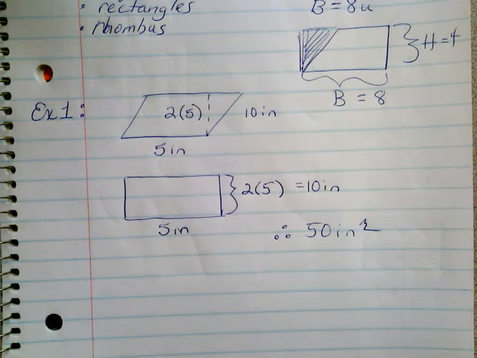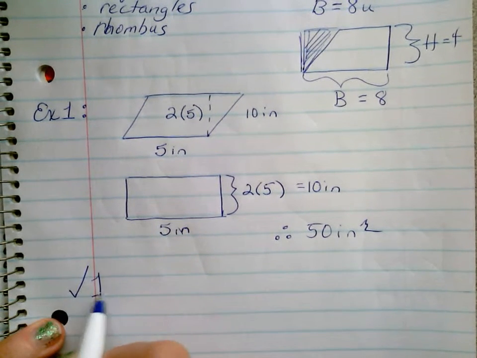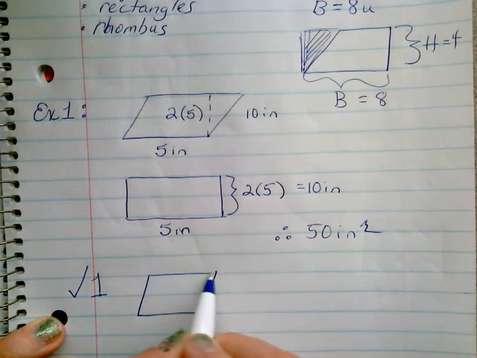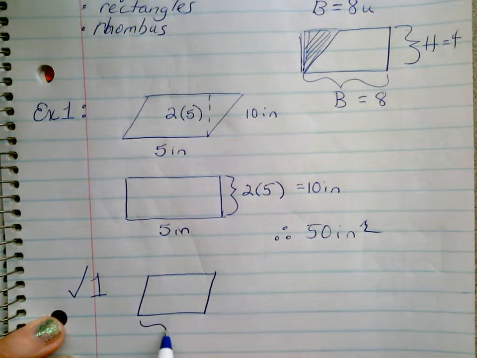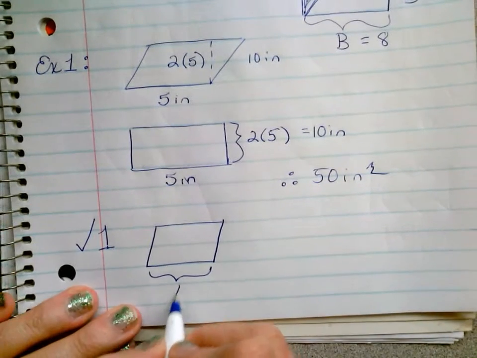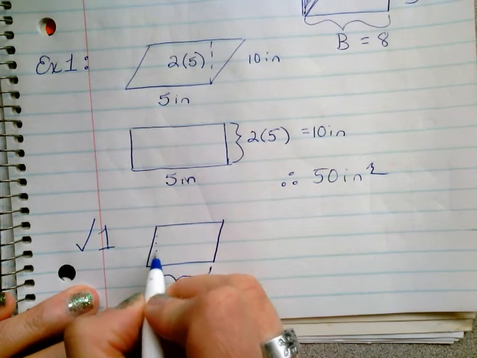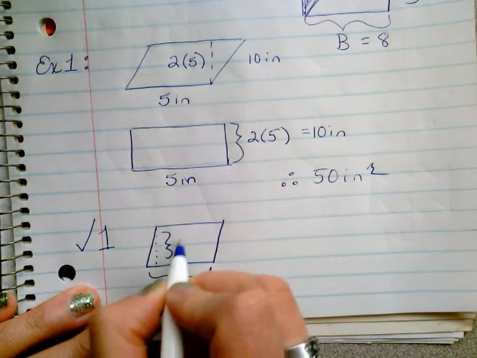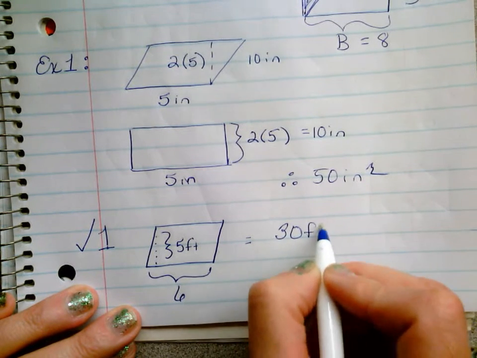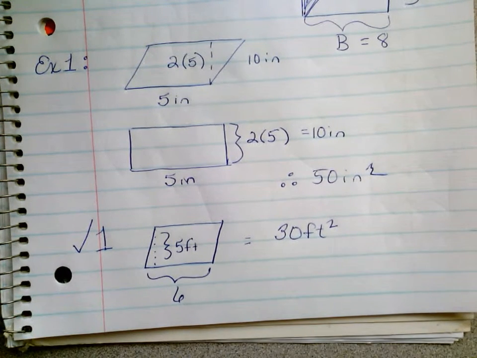Let's look at checkpoint 1 on the bottom of 522. What is the base? It is 6 feet, and the height, 5 feet, so if I asked you for the area, you would tell me 30 feet squared. Good. A trapezoid is slightly different, and that is at the top of 522. Let's do trapezoid.